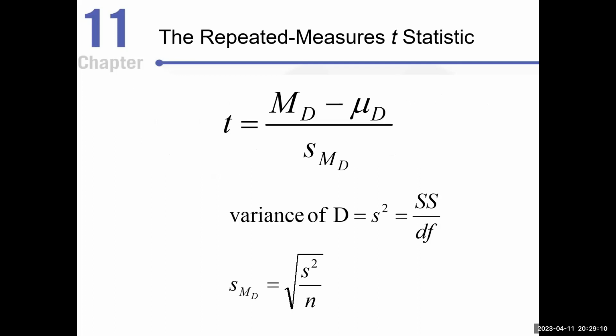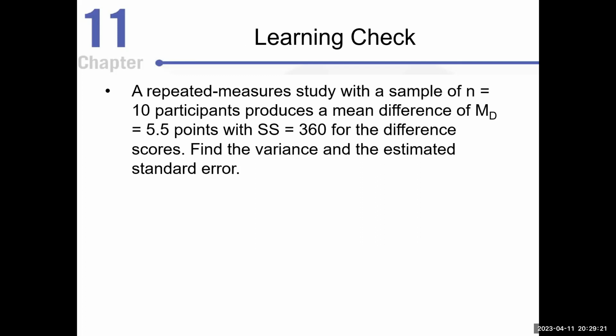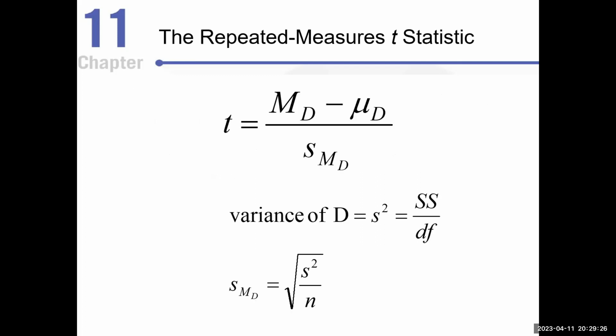I'm going to give you some time to write those down. Just pause the video to write those down, and I'm going to write them down myself so I'll have them. So we need to find two things. We've got to find our variance, and then we need to find our estimated standard error. The variance is s squared equals sums of squares over degrees of freedom. And then you're going to find your estimated standard error for the mean difference, and that's going to be the square root of s squared over n.